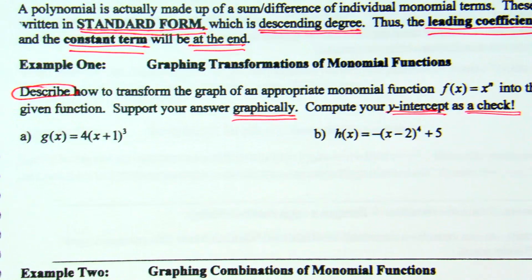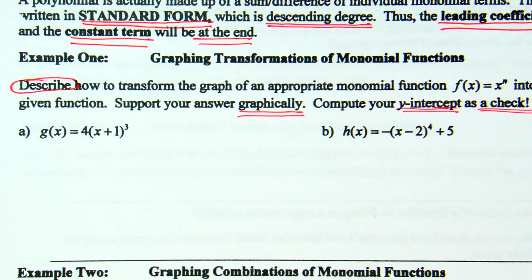So looking at example A, g of x equals 4 times x plus 1 to the third. What is my base function here, or what we should call the parent function? What is g of x based on? X to the third, right? So we're trying to take the graph of x to the third. Can you visualize what x to the third looks like? The answer I'm hoping is yes, because x to the third is the cubic, right? That squiggle, whatever you want to call it.